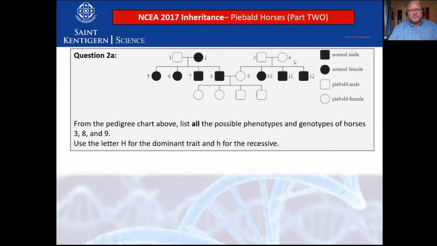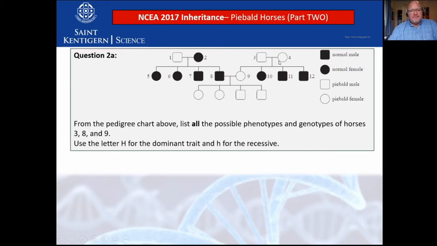Now, let's look at these two. They are piebald. Well, maybe let's just read the question. From the pedigree chart above, list all the possible phenotypes and genotypes of horses 3, 8, and 9. Use the letter H for the dominant trait and little h for the recessive trait. Remember, recessive is normal, the full black one, Black Beauty.